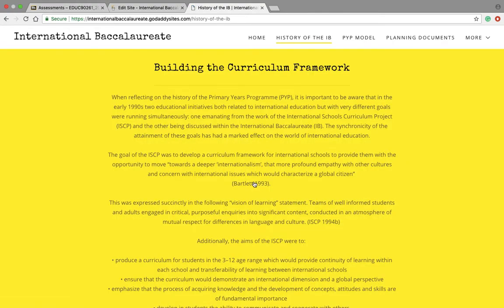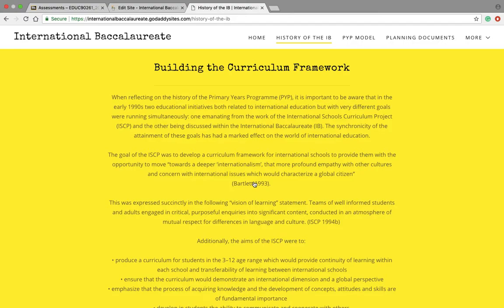You see, when discussing the Primary Years Program, it is important to be aware that in the early 1990s, 2 educational initiatives, both related to international education, had very different goals, but they were running simultaneously. One emanated from the work of the International Schools Curriculum Project, ISCP, and the other was being discussed with the International Baccalaureate, the IB. These goals had a marked effect on the world of international education.